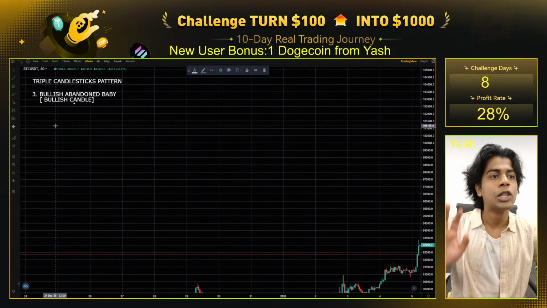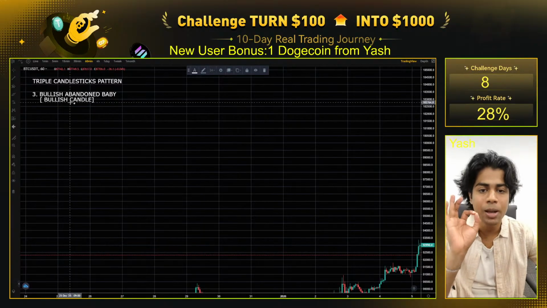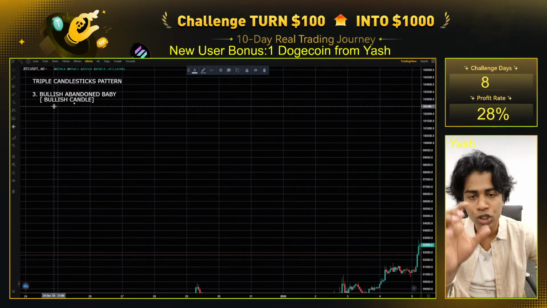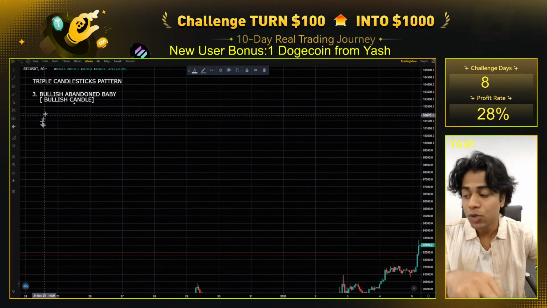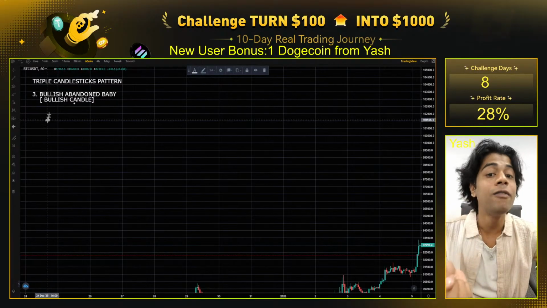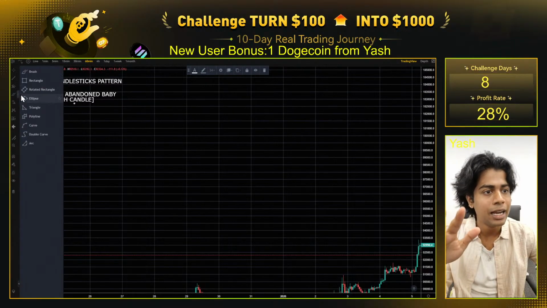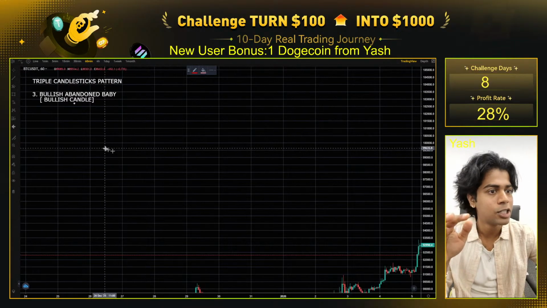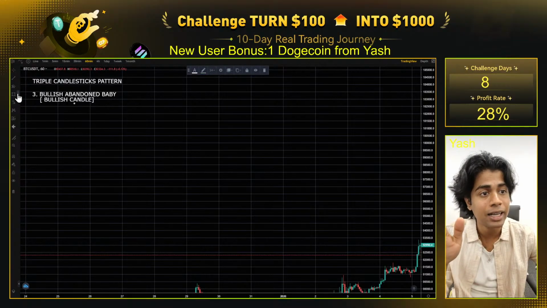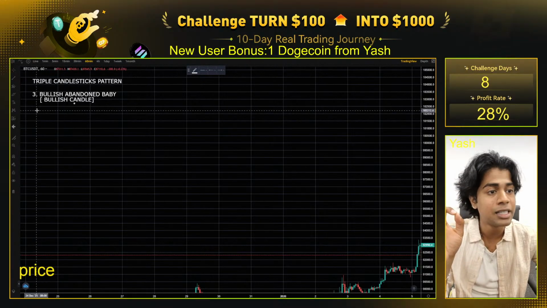Bullish candle. Okay, so we'll be discussing a bullish abandoned baby, which is a bullish candle. Bullish candle means that we take the future prediction of the market's price going up. Simple to understand. Let me draw those candles, then I will explain the name. But before drawing that candle, let me explain six concepts.